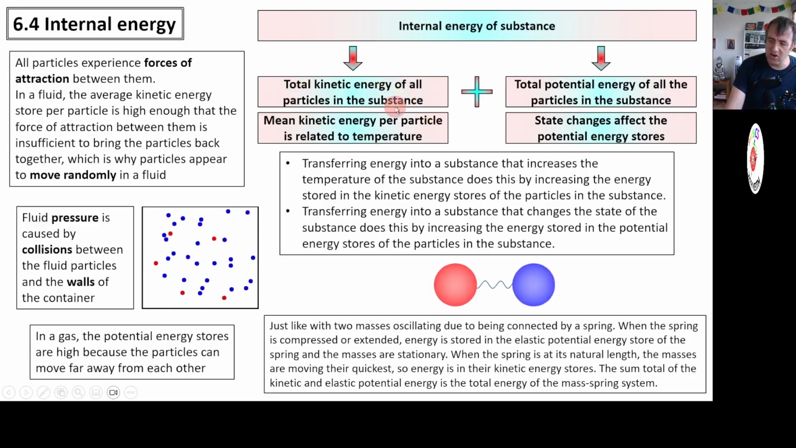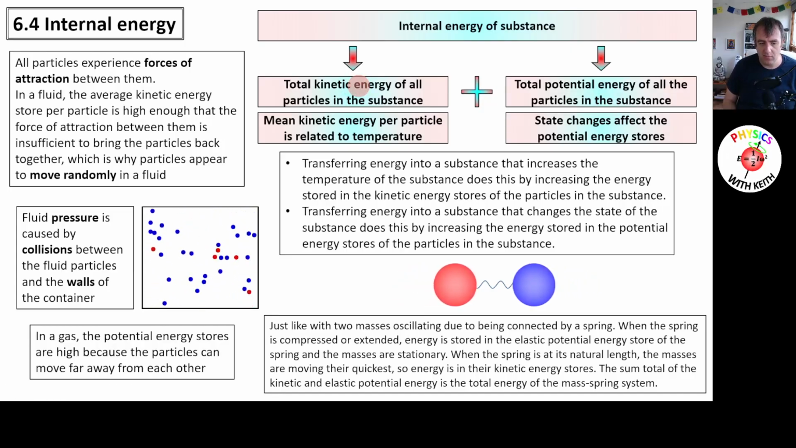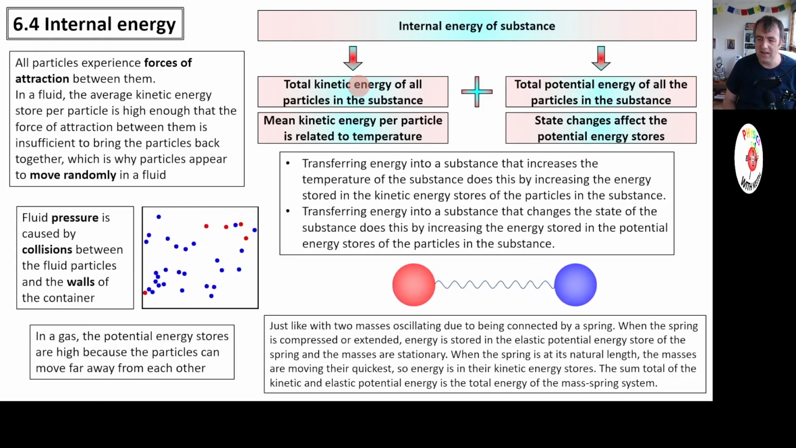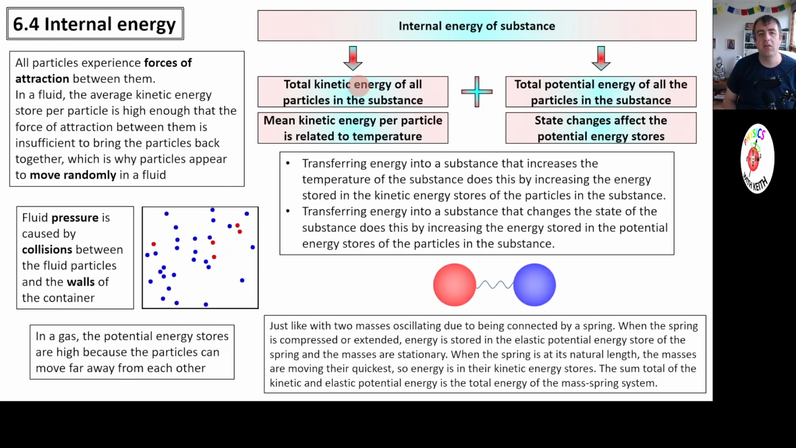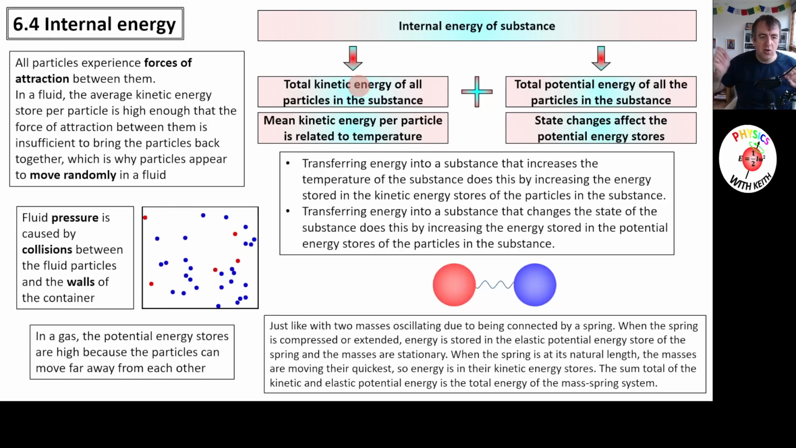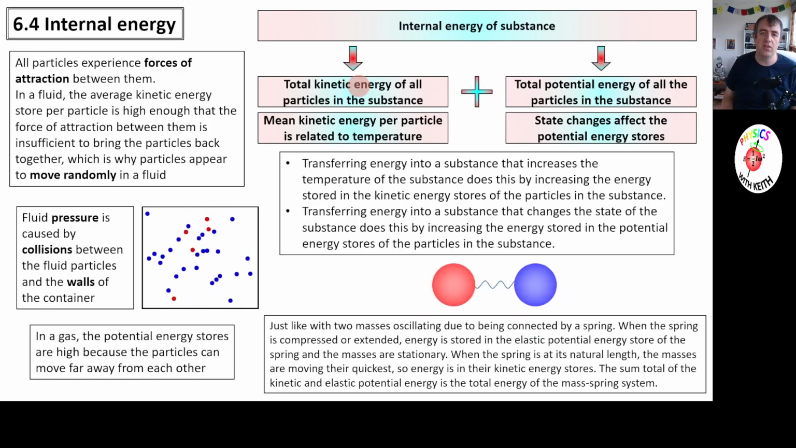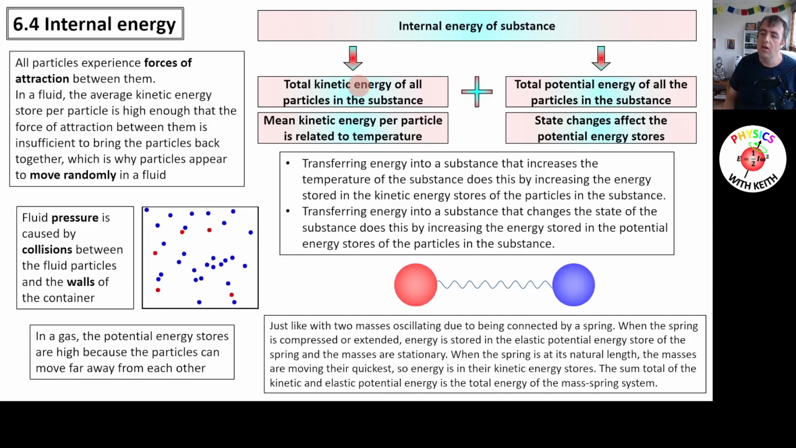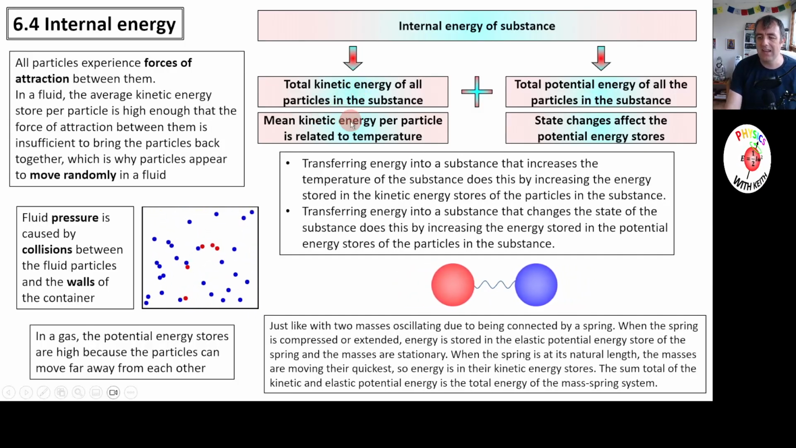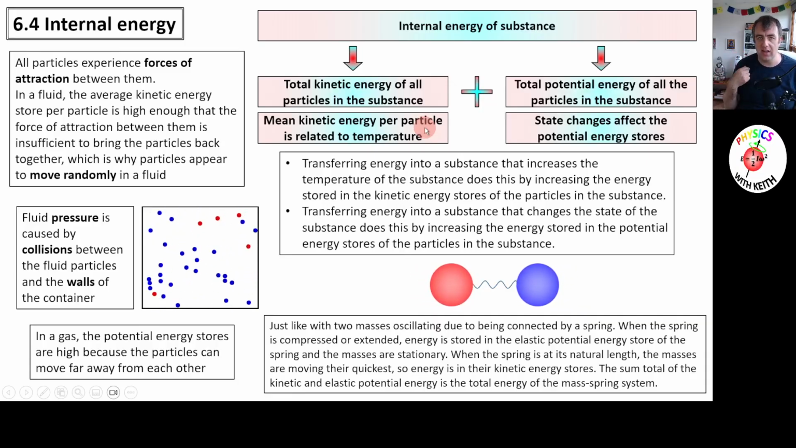Now the kinetic energy store is related to how fast the particles are moving. And so that manifests as a macroscopic temperature. The faster the particles move, on average, the higher the temperature of a substance. So the mean kinetic energy per particle, that's related to something I can measure.